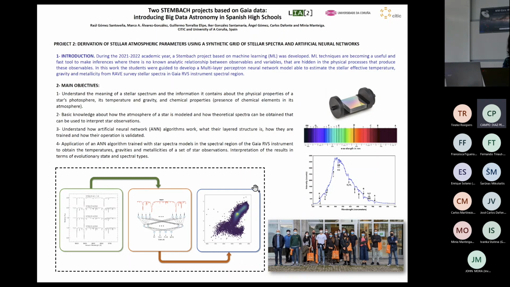They analyze the results in a Kiel diagram, which shows the stars in temperatures and luminosities. Well, in this case, logarithms of the gravities. So they are able to understand that main sequence stars are located in an area of this diagram, while the giants are located in the most luminous part of the diagram with the lowest gravities. And that's all.